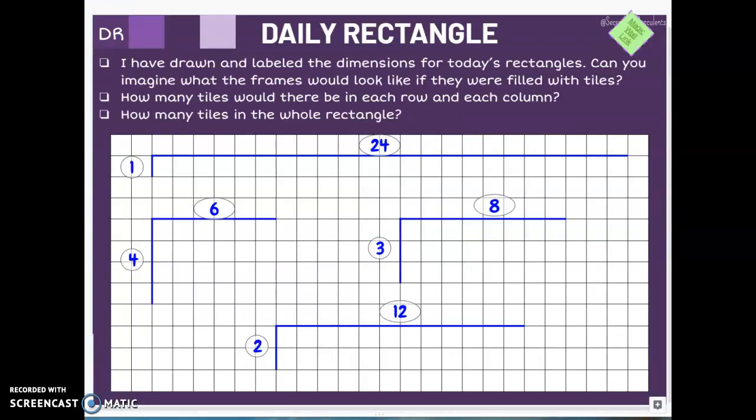I have drawn and labeled the dimensions for today's rectangles. Can you imagine what the frames would look like if they were filled with tiles? How many tiles would there be in each row and each column? How many tiles in the whole rectangle? Take a moment to look at each frame and think about how many tiles there would be.